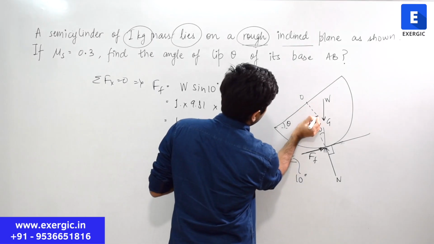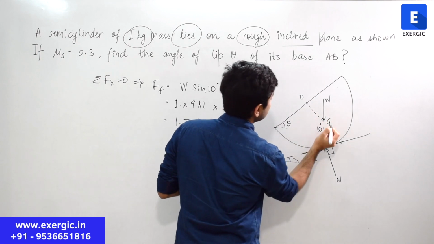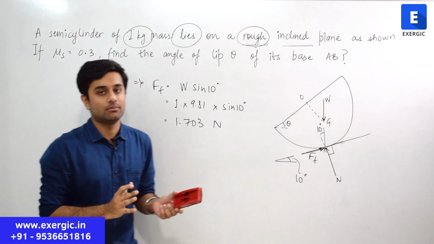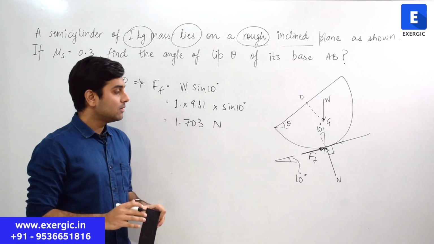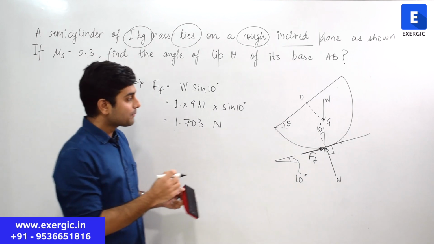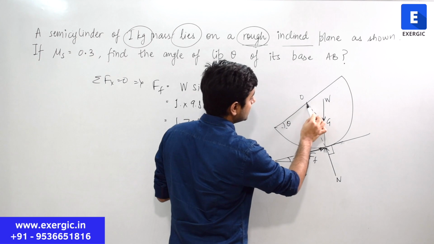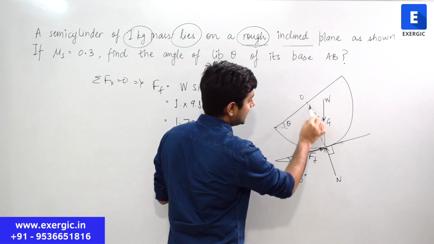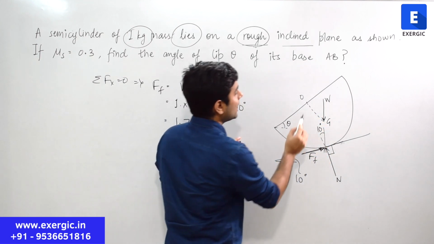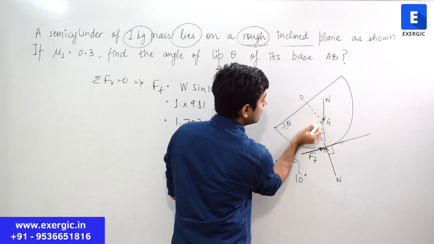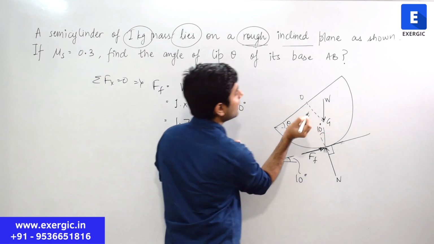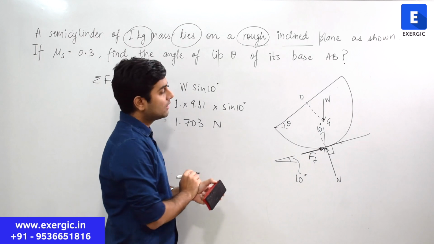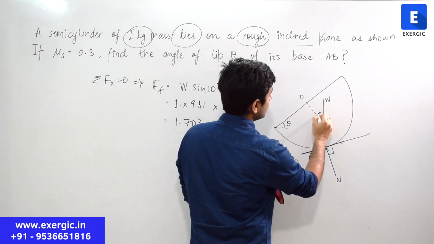For this problem, I am slightly modifying the diagram. The diagram is still the same, but to explain it to you, rather than joining the center with the point of contact, I have joined the center with the center of gravity here. Okay. What will be this angle? Can you tell me?